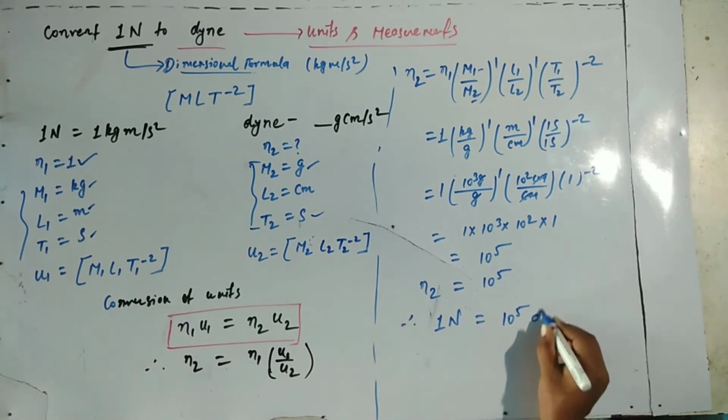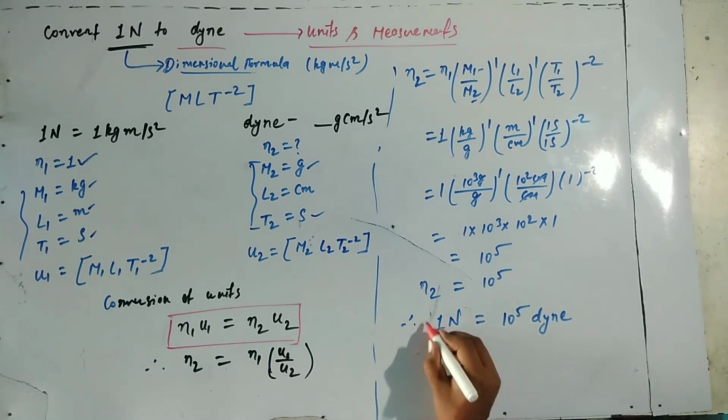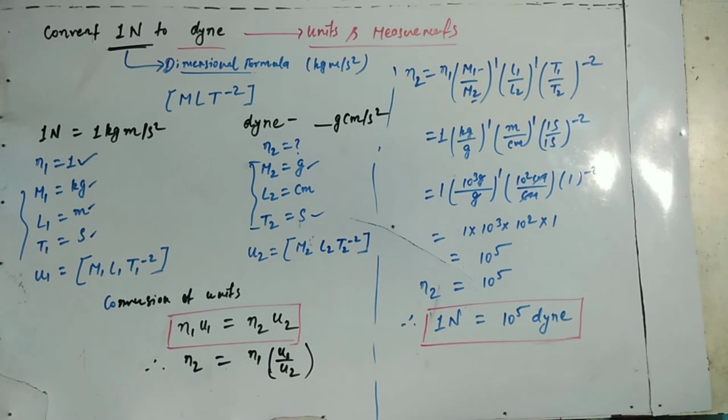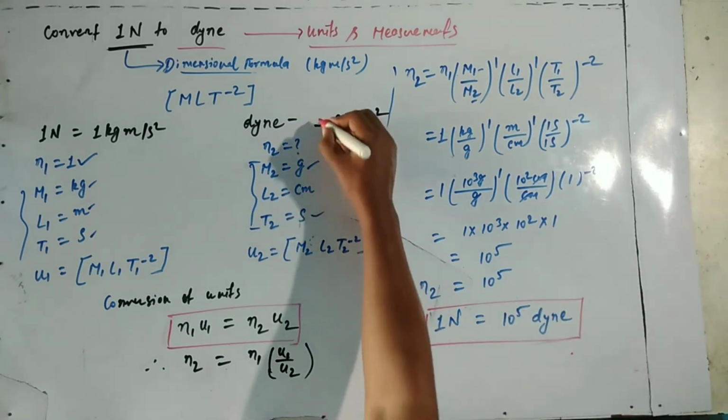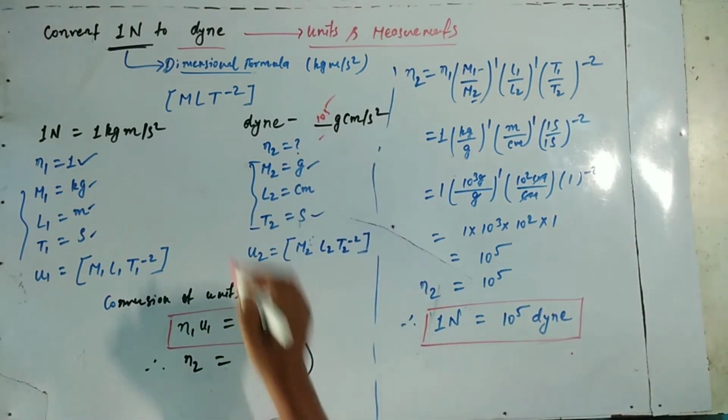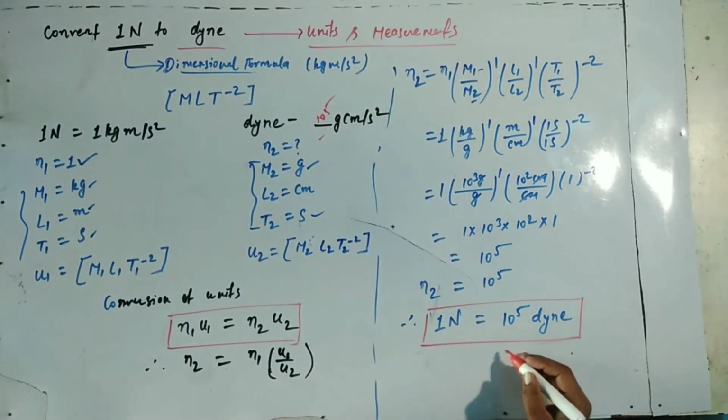Therefore 1 Newton equals 10 to the power 5 dyne. So the question asked to convert 1 Newton to dyne, and the converted value is 10 to the power 5 dyne.